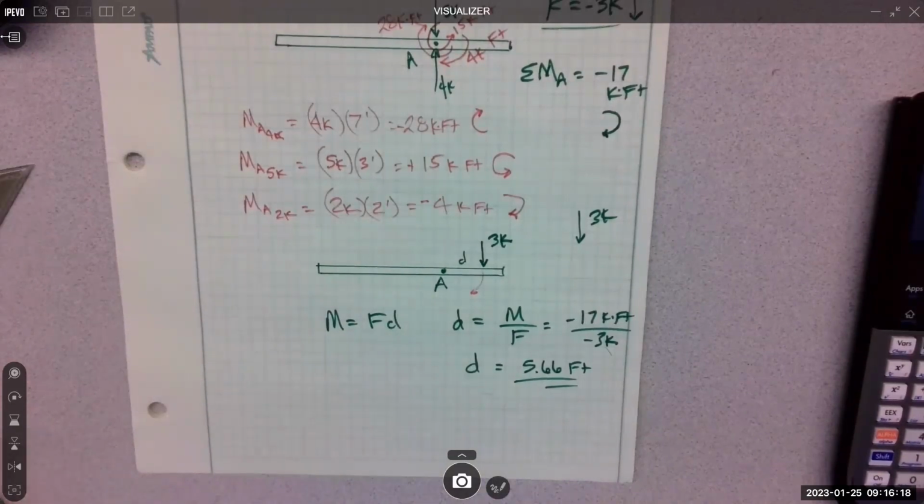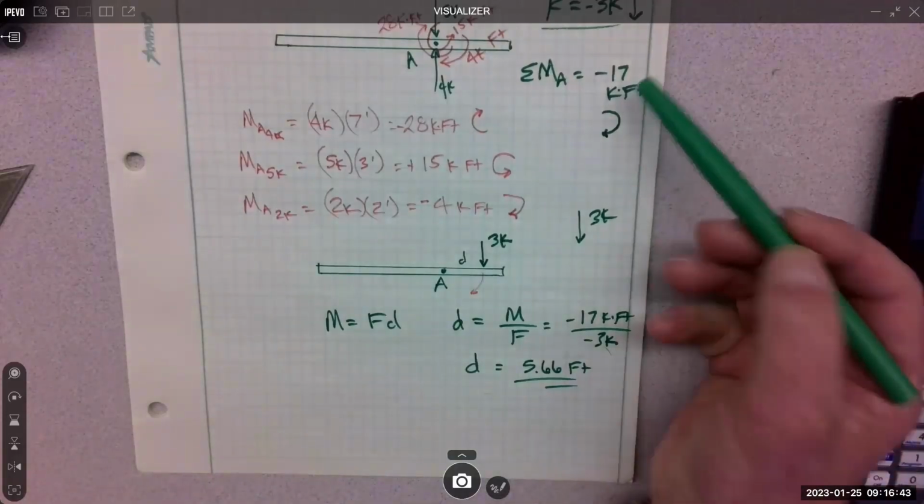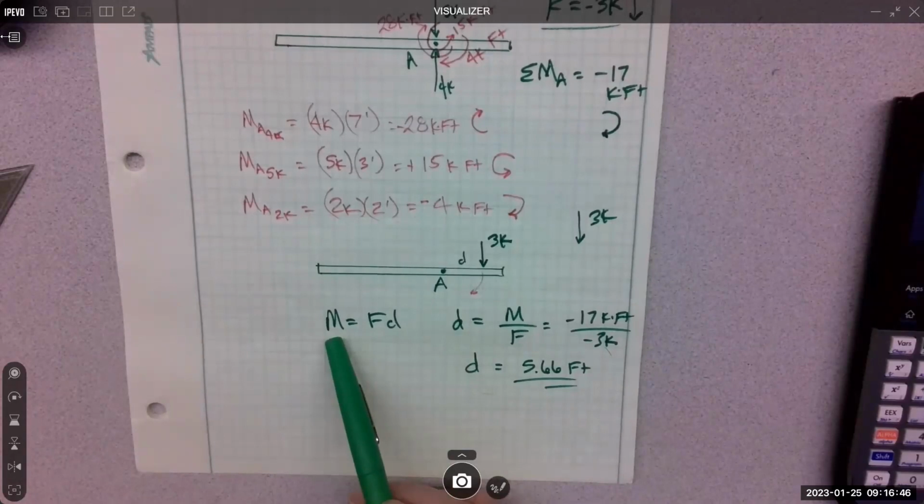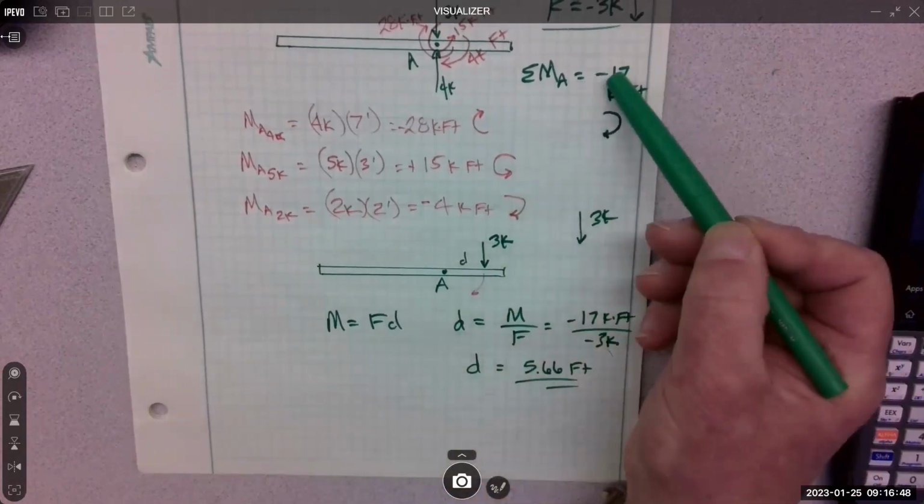So what I was thinking is, since we got the distance, it's 5.66, we can go back to the moment equals force multiplied by distance. I was like, we should multiply 3K times 5.66. And you're going to get what? 17. You're right back to the moment that we found about point A. So you're just running this back through this to get this.